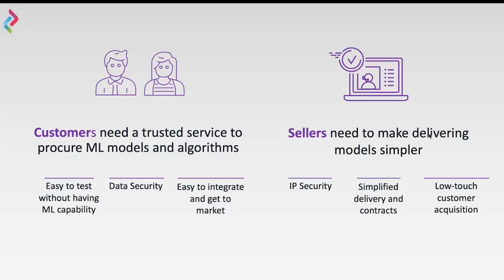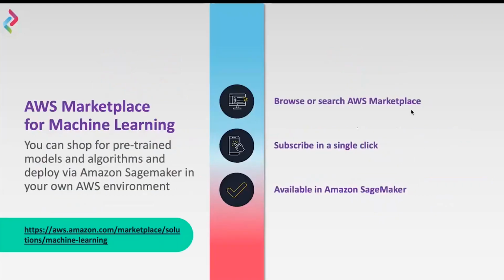So what we came out with was Machine Learning Marketplace, where you can shop for pre-trained models and algorithms from third-party and open source, and directly deploy that within your Amazon SageMaker in your AWS environment, where you simply browse, subscribe to, and test and evaluate and deploy these models with a few simple clicks.